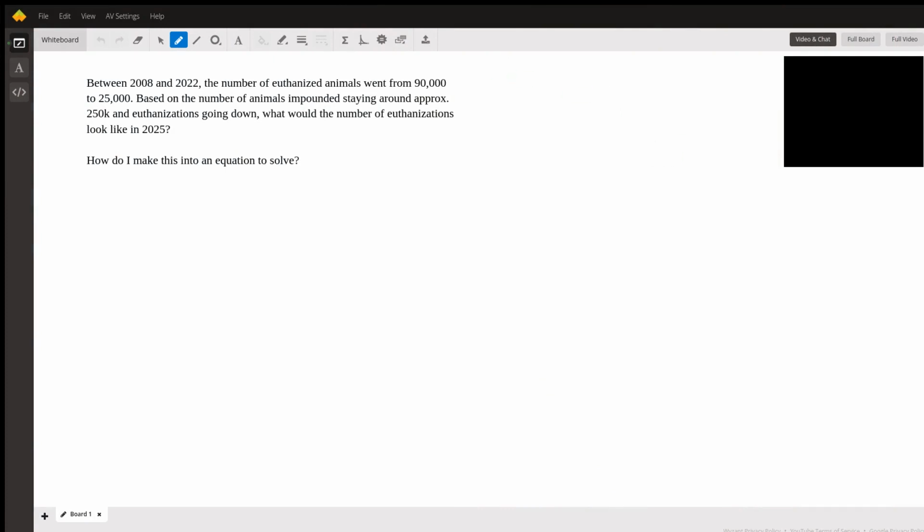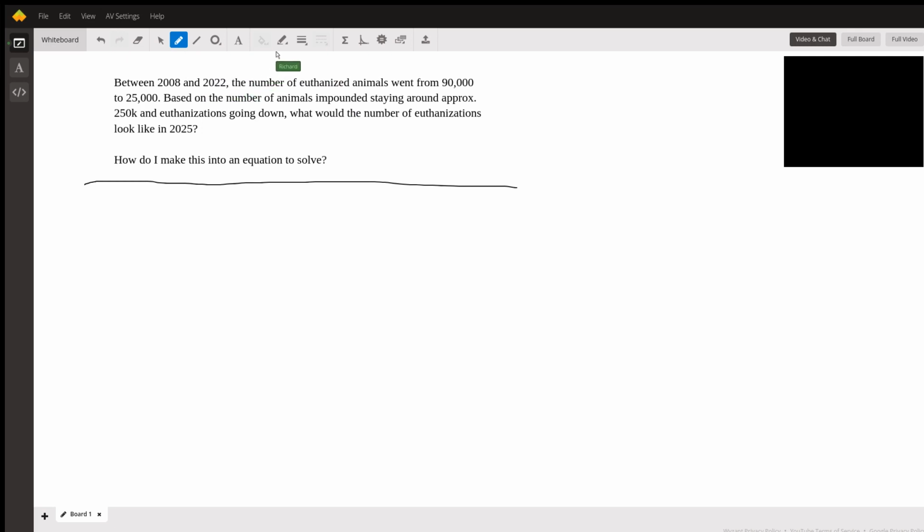I'm a math tutor here at Wyzant, answering a question submitted by a student who wants to write an equation that would model this situation described in the word problem. And we're going to use the simplest model, which is a linear model, to do this problem.